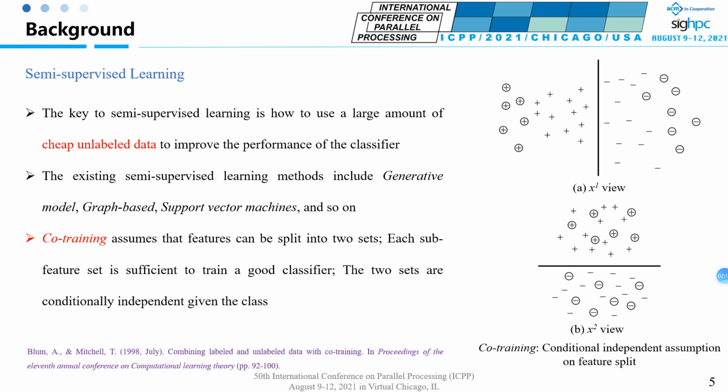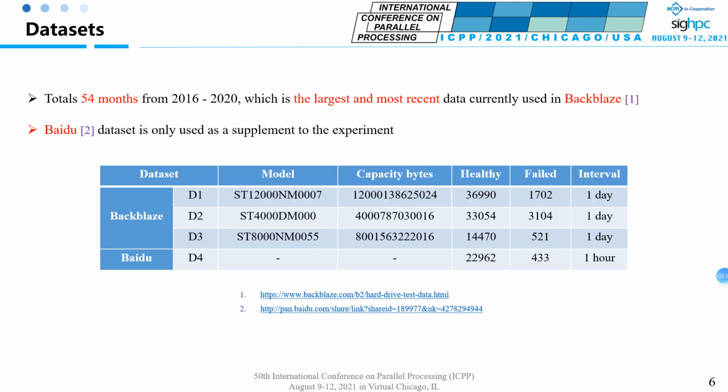The last one is semi-supervised learning. Semi-supervised learning is a mature and widely used machine learning paradigm. The key to semi-supervised learning is how to use a large amount of cheaper unlabeled data to improve the performance of the classifier. Our analysis is built on 4 SMART datasets collected from Backblaze and Baidu.